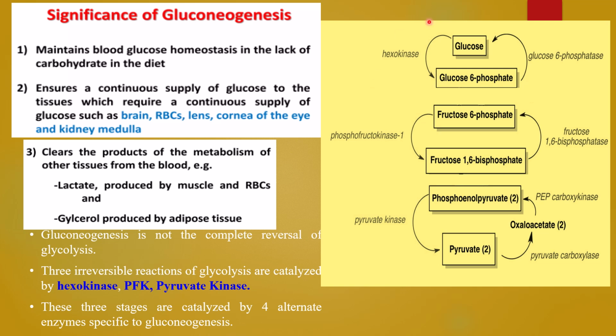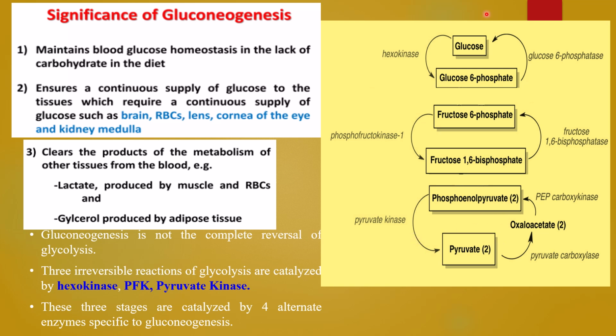So, definition-wise, glycolysis is the conversion of glucose to pyruvate via these steps: glucose to glucose 6-phosphate, fructose 6-phosphate, fructose 1,6-bisphosphate, and phosphoenol pyruvate, and finally to pyruvate. While in gluconeogenesis, pyruvate is one important substrate which reverts back to phosphoenol pyruvate, then to fructose 1,6-bisphosphate, fructose 6-phosphate, glucose 6-phosphate, and finally to glucose. So this is new synthesis of glucose from non-carbohydrate substrates.